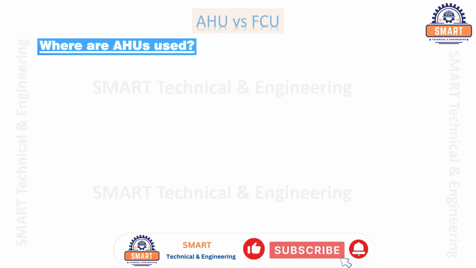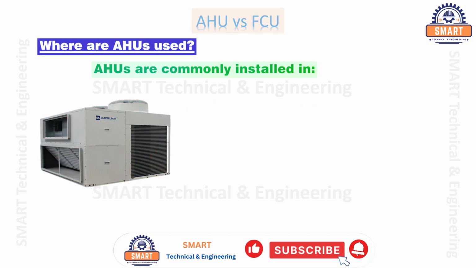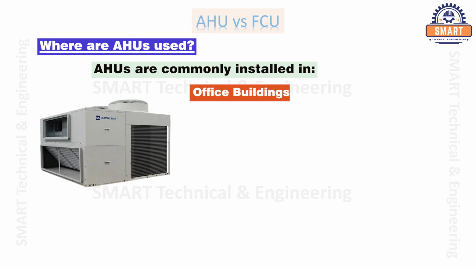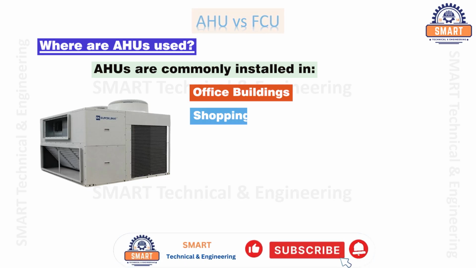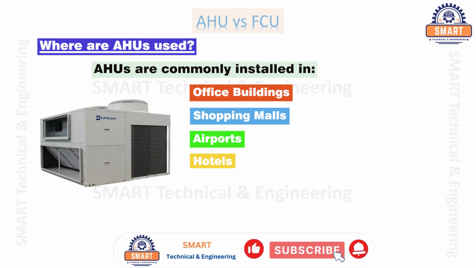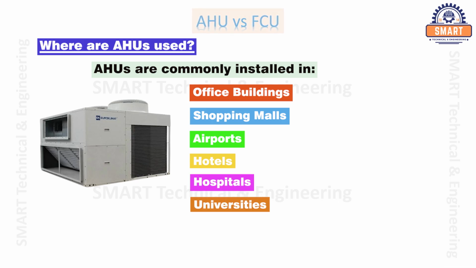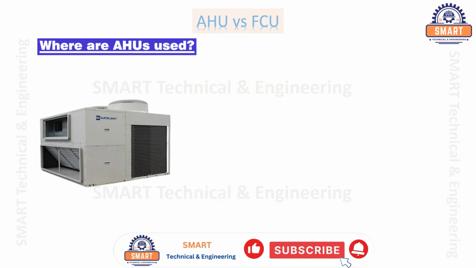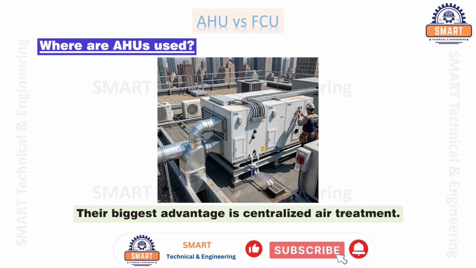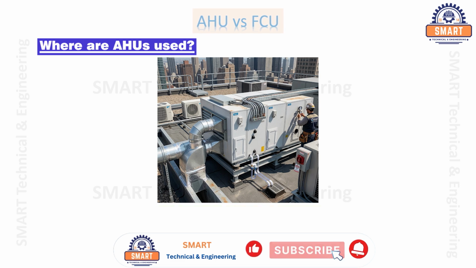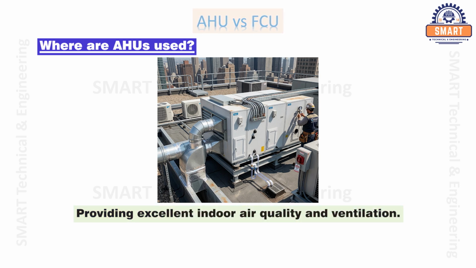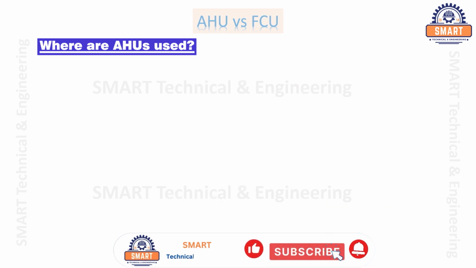Where are AHUs used? AHUs are commonly installed in office buildings, shopping malls, airports, hotels, hospitals, universities, and industrial buildings. Their biggest advantage is centralized air treatment, providing excellent indoor air quality and ventilation.